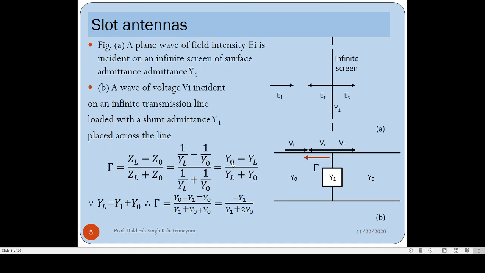where Y0 is the characteristic admittance of this transmission line, YL is the load admittance, looking at this point. So looking at this point, there is a Y1 here, there is also Y0 here. So they are in parallel combination. Y1 and Y0 are in parallel combination, and these are the admittances. So when you look from here, the load admittance would be Y1 plus Y0. Just replace YL by Y1 plus Y0, then you get the reflection coefficient as minus Y1 by Y1 plus 2Y0. So far so good. Let's look at the next slide.